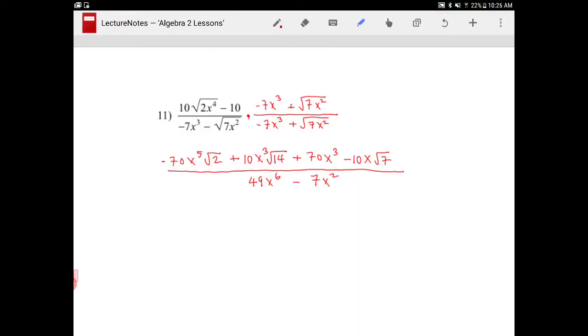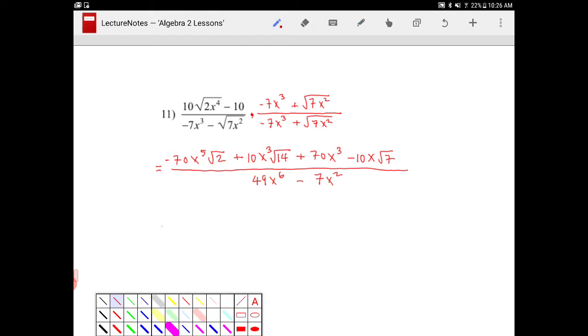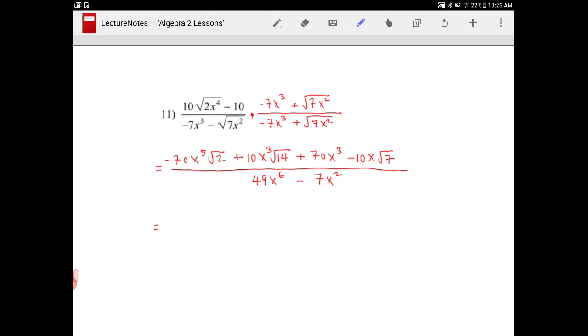See, I made a mistake. I wrote x to the fifth, but it should have been x to the fourth. Oh, there is a common factor. You see, that's what happens when you do not look and you do not double and triple check. Notice that there's a common factor of x squared in the denominator, and there's a common factor of x. I can actually rewrite this entire thing. I'm glad I checked.